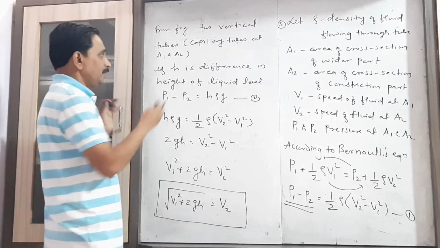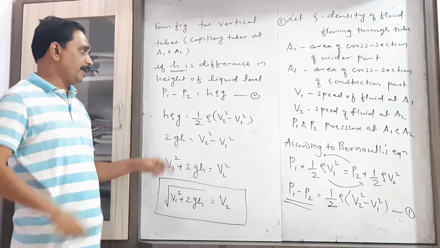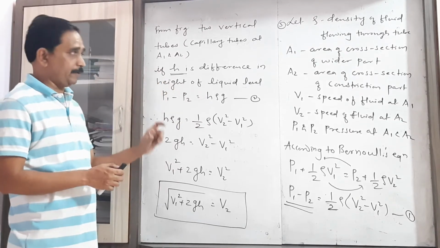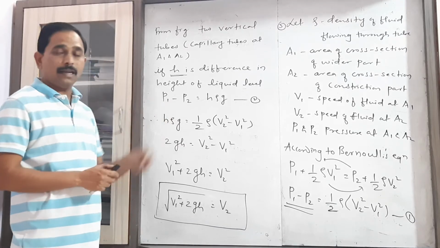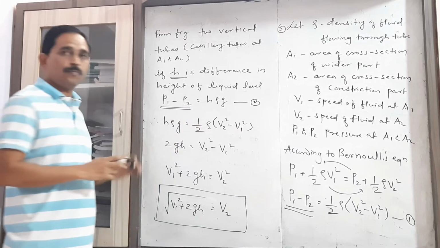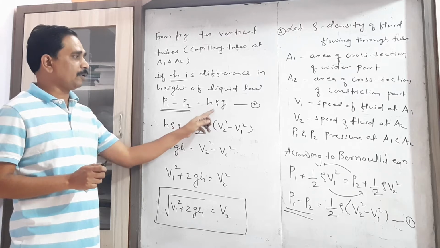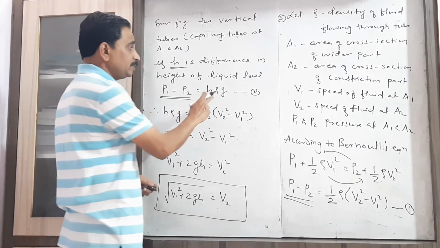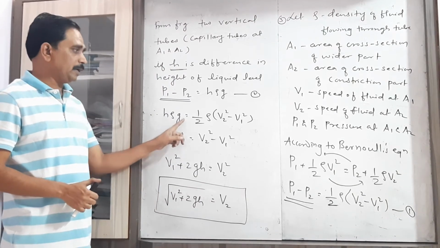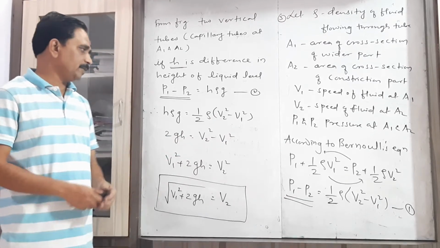Now if we consider that H is the difference in height of a liquid level in the capillary tube, we show the level difference. If H is the level difference, then we can have the pressure difference at those two points A1 and A2, that is P1 minus P2 equal to H rho g. Now if we put this value in equation 1, then we have H rho g equal to half rho in bracket V2 square minus V1 square.